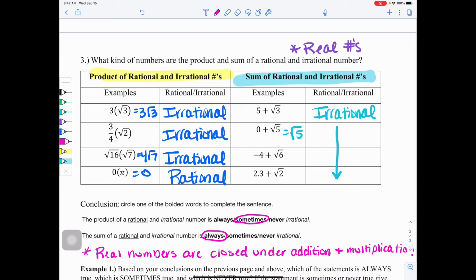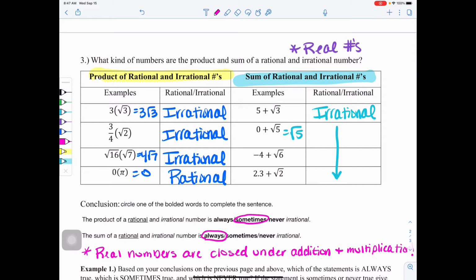What kind of numbers are the product and sum of a rational and irrational number? So let's look at each side of the table first. On the left side, we're taking the product, which means we're multiplying a rational and an irrational number. So you can see we get a mixture of irrational and rational. On the other side, we have sum, which is addition of rational and irrational numbers, and all of them resulted in an irrational number answer.